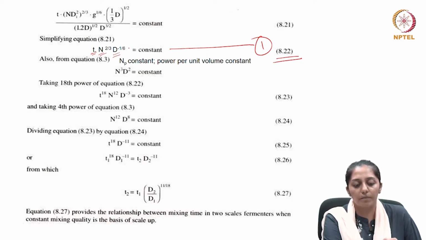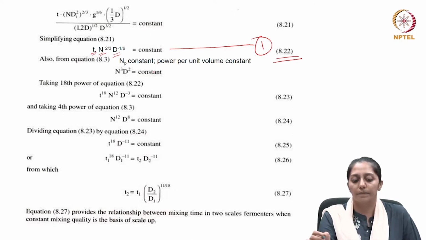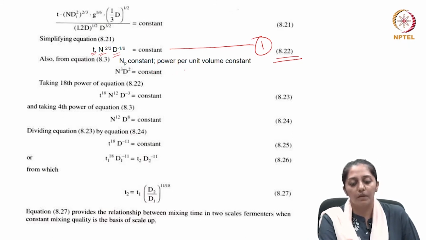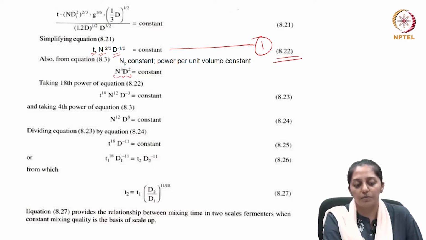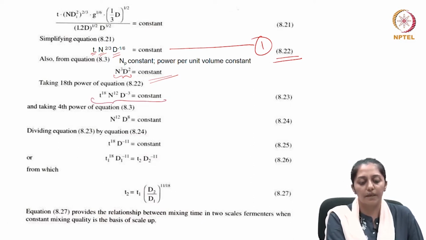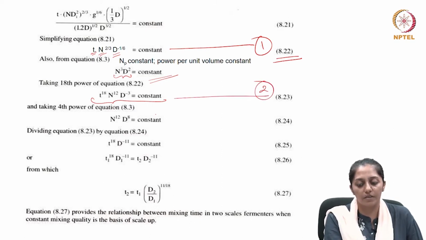Now, we also know that the power number is constant. So if the power number is constant and power per unit volume is also constant, then the correlation which holds true for impeller speed and diameter can be given as N cube D square, which is given here. Now if you take the 18th power of equation 1 shown by me, then you will end up with the equation shown here as 8.2.3, which I'll call equation 2.